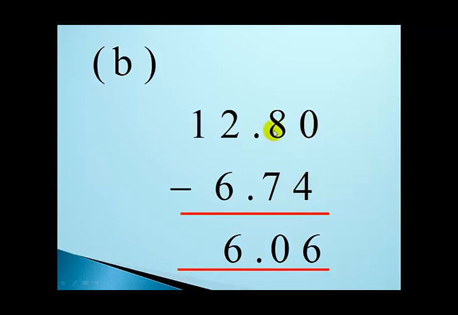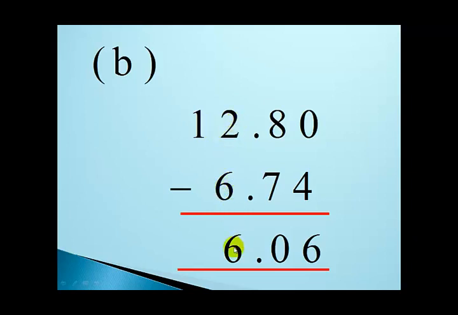Take note that we borrowed 1 from here, and so we are left with 7. Now 7 minus 7 will give us 0. Don't forget your decimal points. Now before the decimal point, you have 12 here, and that's the whole number. And before the decimal point here, you also have 6, and that's the whole number. So when we subtract the 6 from 12, the answer is 6.